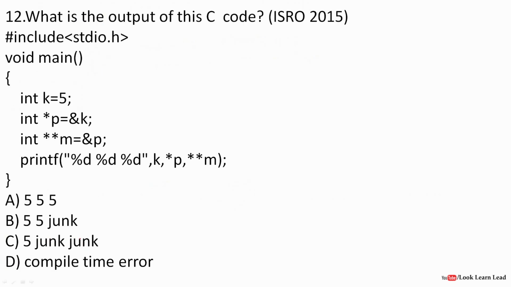Okay, next question. We have to see the output of the C code. So we have a program over here. In this we have k is equal to 5. The value of k is 5. So p stores the address of k. That is, we have an integer pointer which points to k, and m stores the address of p. So we have an integer pointer which points to p. So star p would be 5 and double star m would also be 5. So what we are printing: k is 5, star p is 5 and double star m is 5. So 5 should be our answer. Okay, this is the answer.